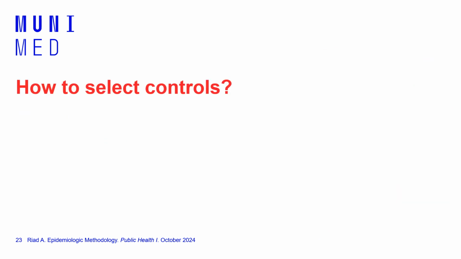Okay, the question here is how we select controls, how we will find these perfect 100 healthy individuals who are similar to our patients in each and every aspect. There are several methods for how to select controls. The first method is called population approach, and here it's very simple. You will have 100 cardiovascular disease patients, and at the same time you will go to the general population.